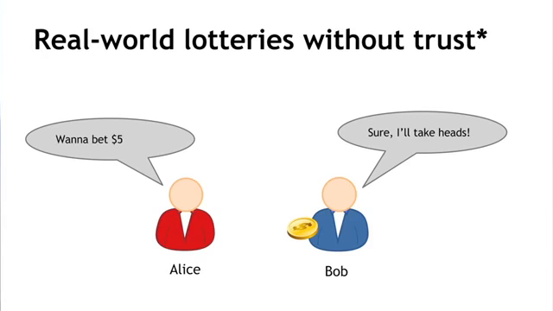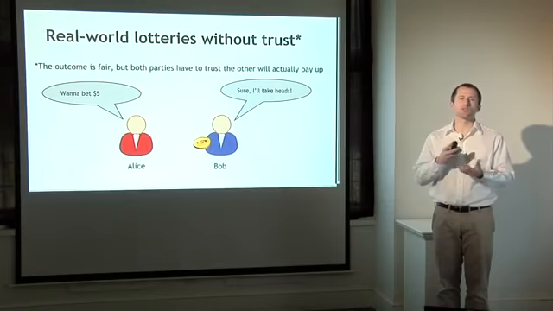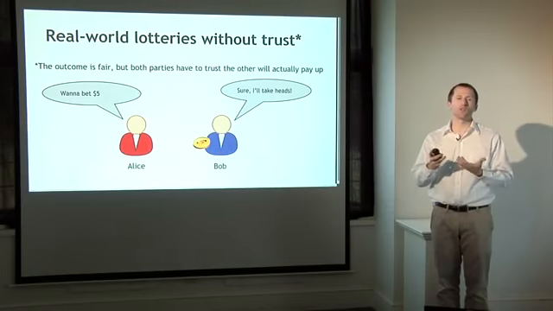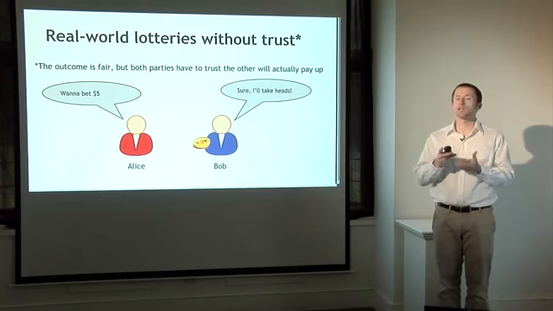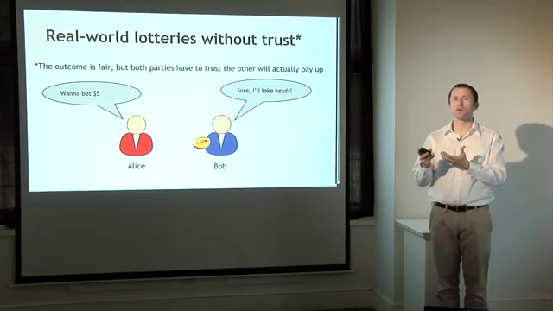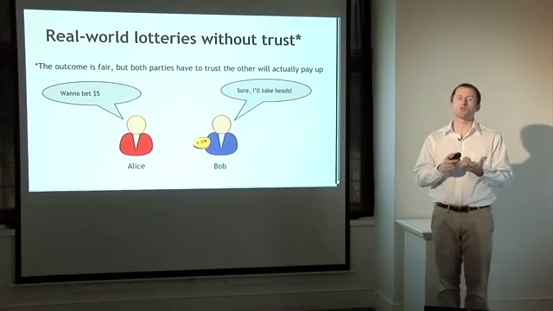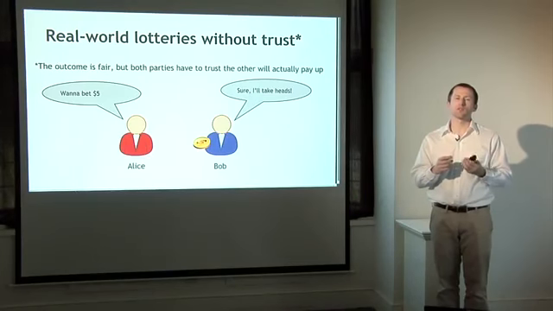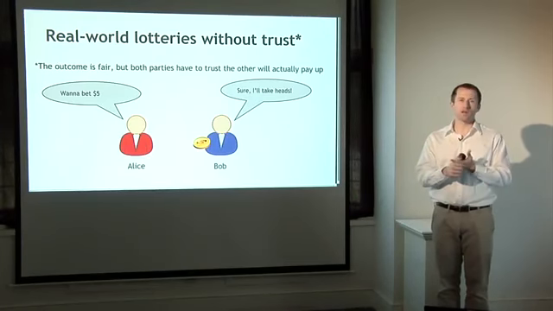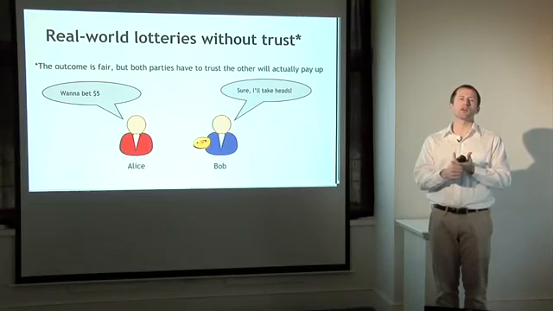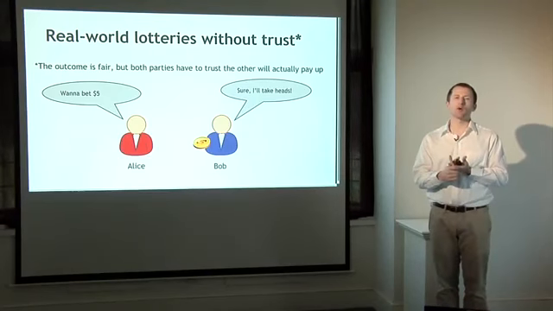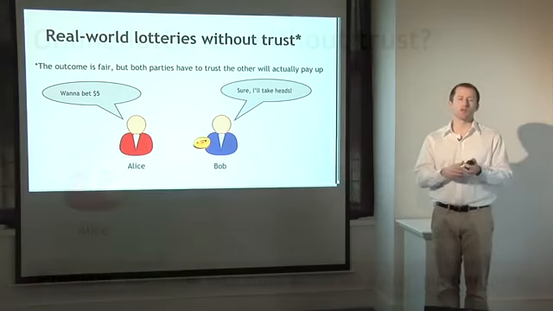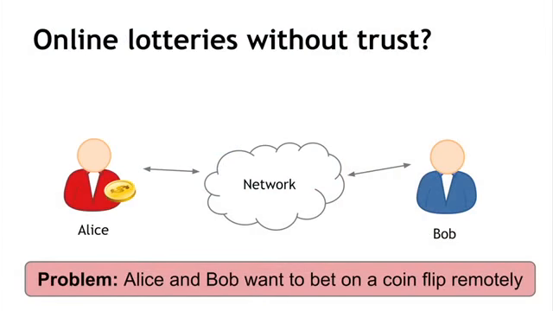And of course, they have to trust that whoever loses is actually going to pay. Maybe this isn't actually legally enforceable, so it's just an agreement of honor between Alice and Bob. That's a hard problem in the offline world. We'd like in the online world to do a lottery and solve both problems. So both the problem of generating randomness that both parties can agree is fair, and having the party who loses actually be forced to pay. Okay, so how can we do that online?